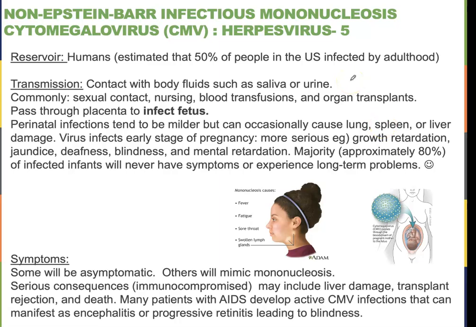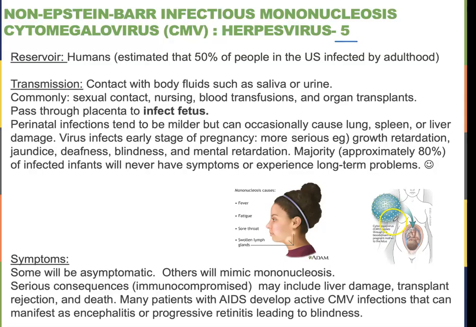The other form of mono is going to be caused by another virus called CMV, cytomegalovirus, and it's called a non-Epstein-Barr infectious mononucleosis, another herpes virus, so herpes virus number 5. Human reservoirs, many people have been infected with this virus, and contact with body fluids such as saliva or urine. Very commonly, sexual contact, nursing, causes exposure to this virus. Blood transfusions, and organ transplants.